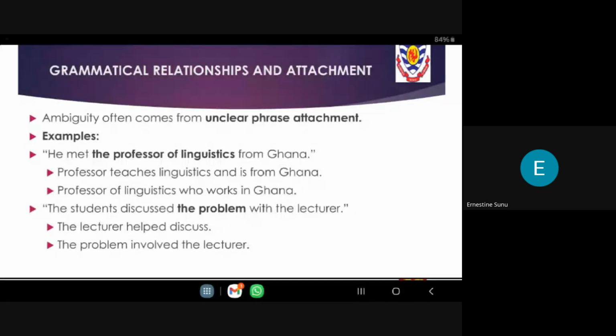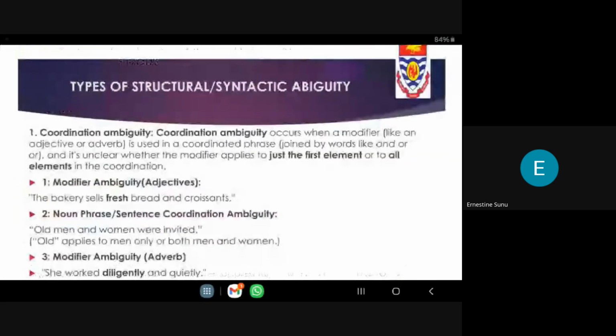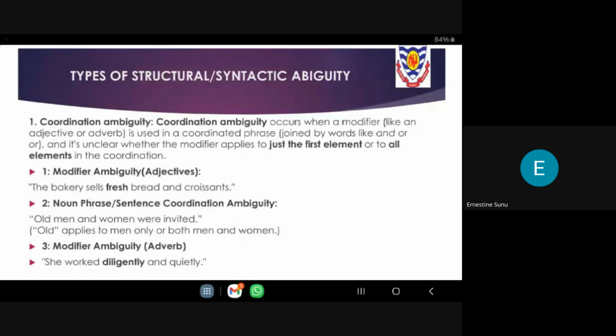The students discuss the problem with the lecturer. Maybe the students are not happy with the lecturer's behavior, and so they discussed that problem that they have with the lecturer. Or the students themselves had challenges, and then they decided to visit the lecturer to discuss the problem. So this also definitely is ambiguous.